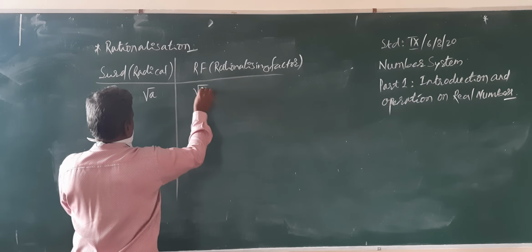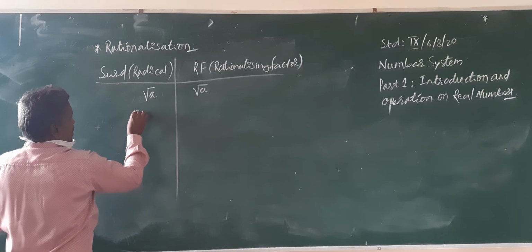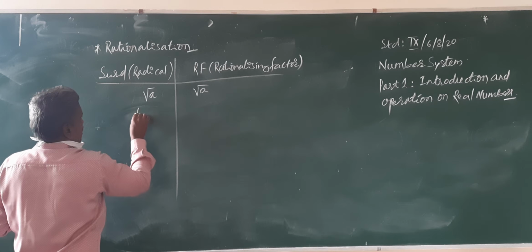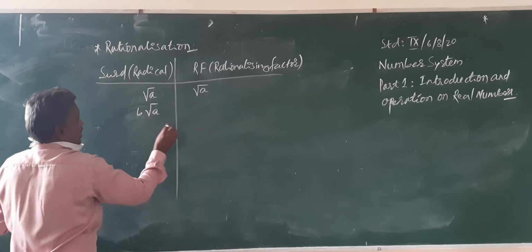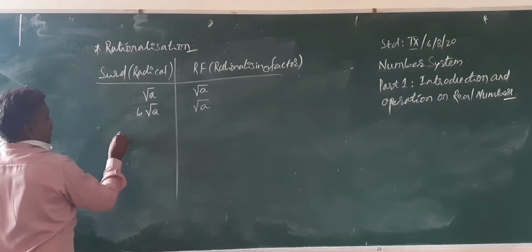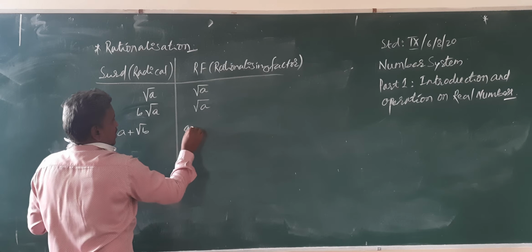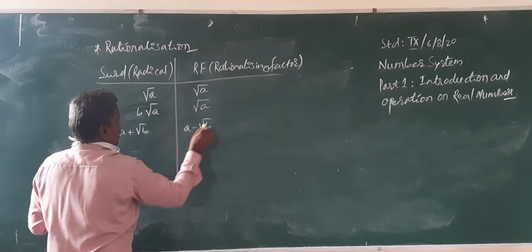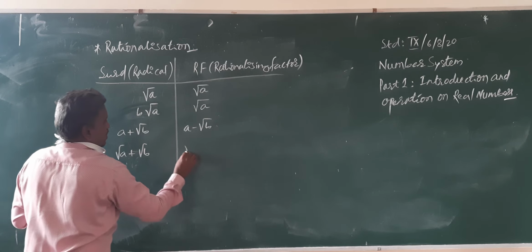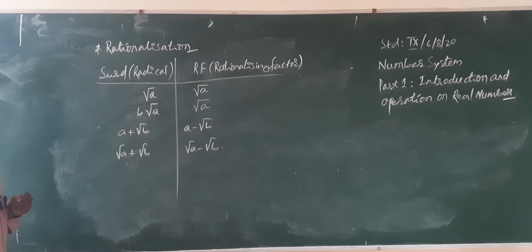The rationalizing factor of root a is root a only. For a root b, don't think like that. The factor of b root a is root a only. For a plus root b, the rationalizing factor is a minus root b. For root a plus root b, it is root a minus root b. These are said to be rationalizing factors.